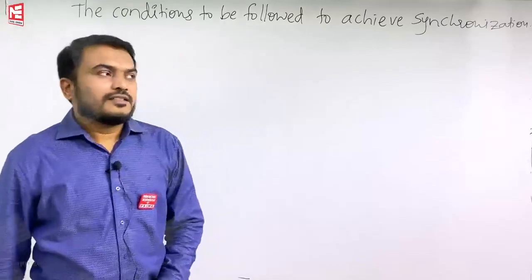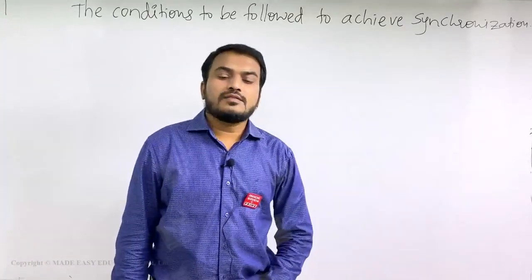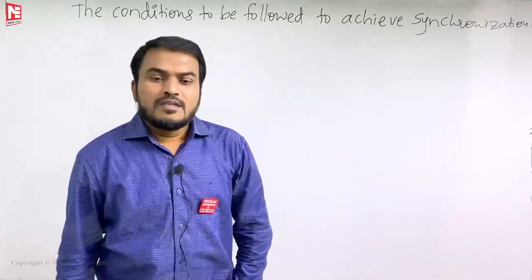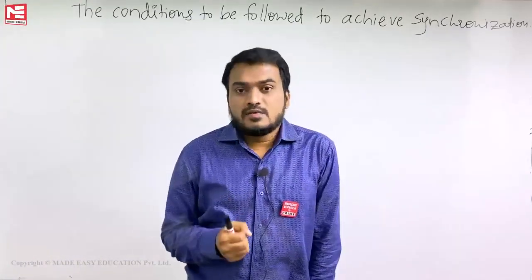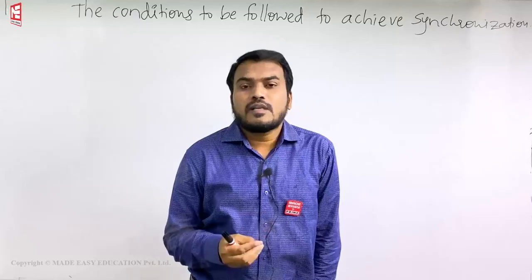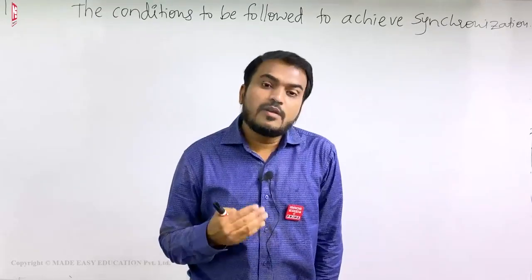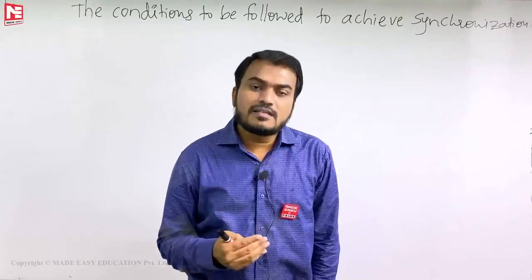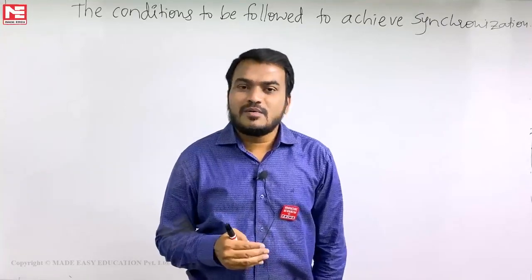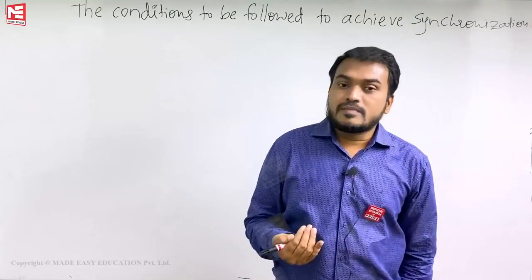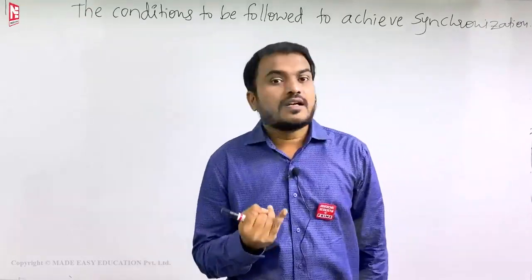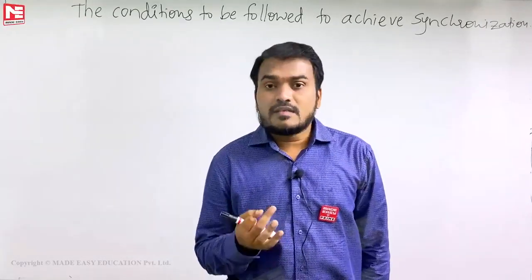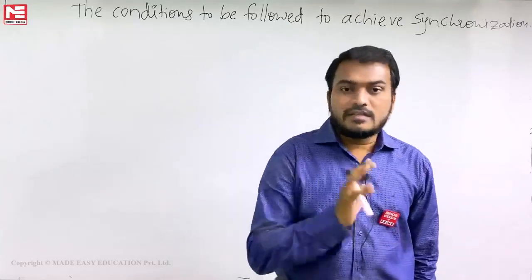So dear students, next we'll move on to the next step. In the previous step, step number 1, we understood the problems that arise from not having synchronization between the processes. The first is inconsistency, the second is loss of data, and the third is deadlock. That is step number 1 completed.